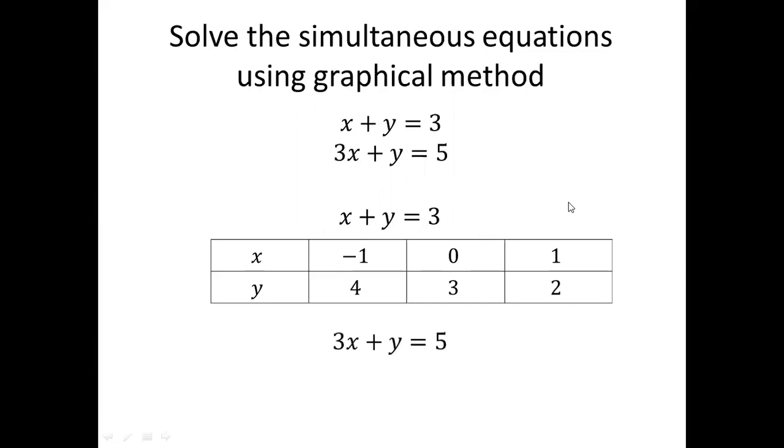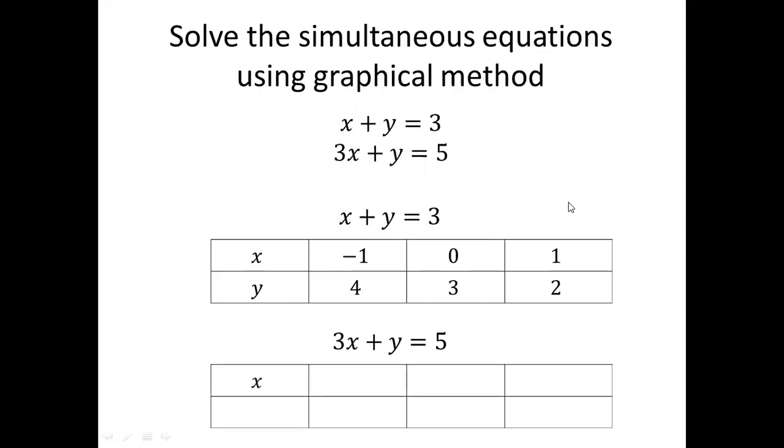Next, we make another table of values for the second linear equation. Again, we assign certain values for x. This time, I'll be using 0, 1, and 2. Let's then solve the corresponding y values. When x is equal to 0, this term becomes 0. Therefore, y is equal to 5.